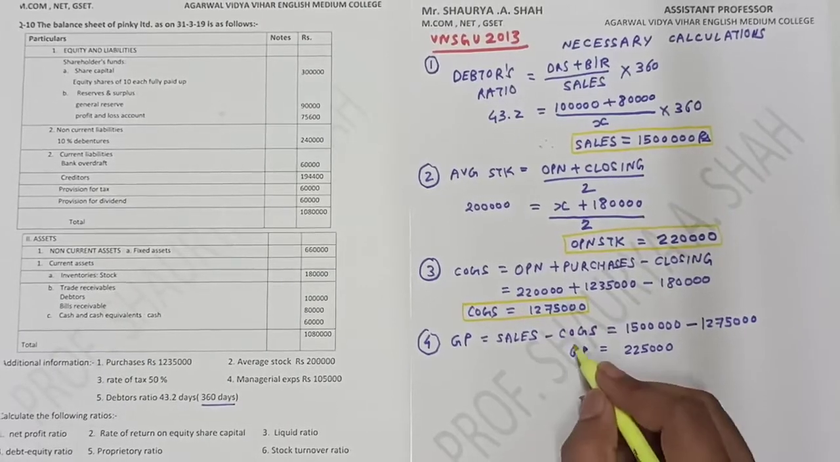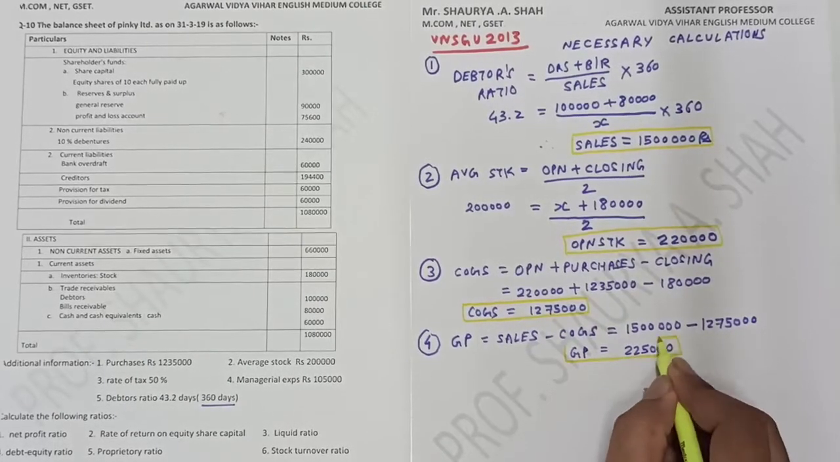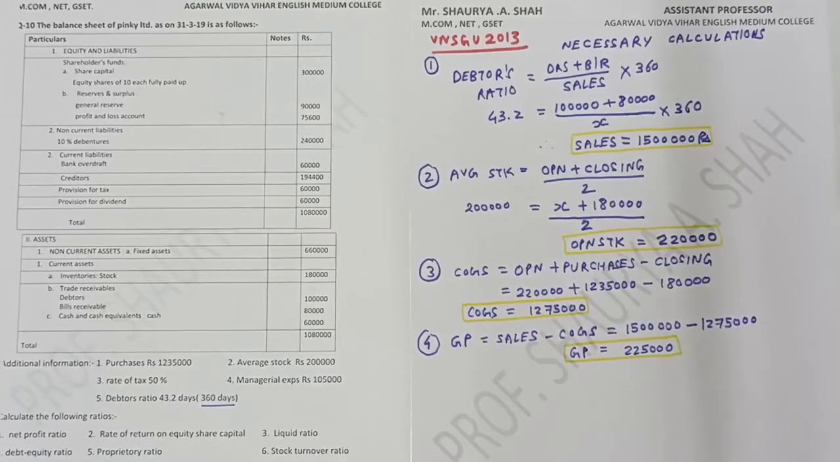I hope it is clear to each and every student, right? So gross profit is 2,25,000. So what we have done till now is we have found out your sales, we have found out your opening stock, we have found out your cost of goods sold, and we have found out your GP. Is it clear to each and every student?